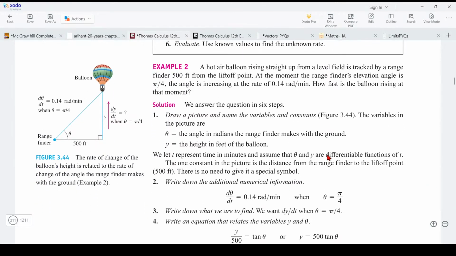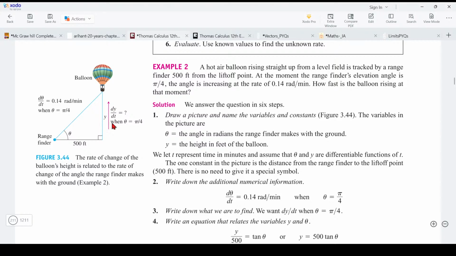Okay, now look at this. This angle is pi by 4, at a specific instant. And the angle is increasing at the rate of 0.14 radians per minute. Then how fast is this balloon rising?